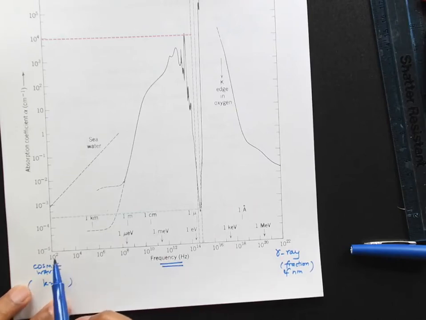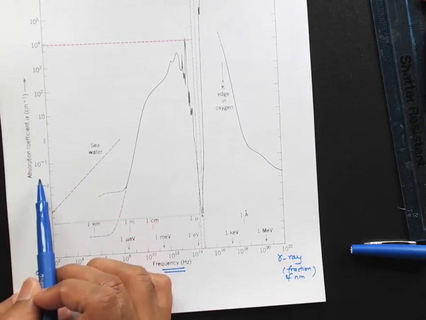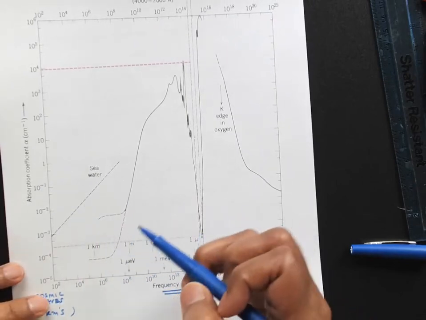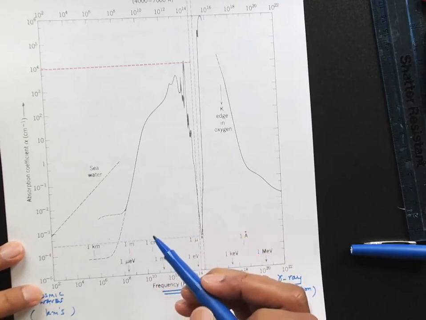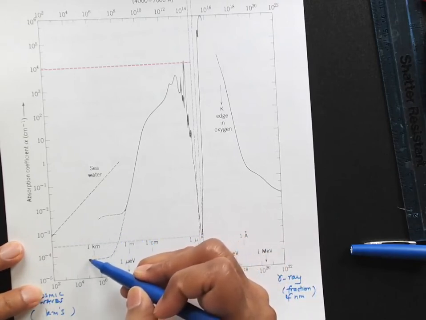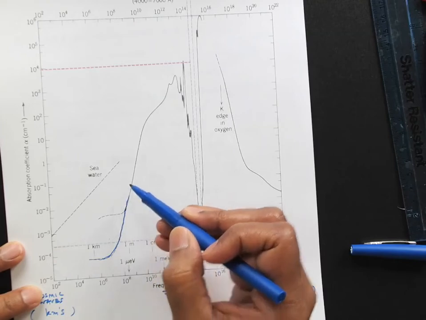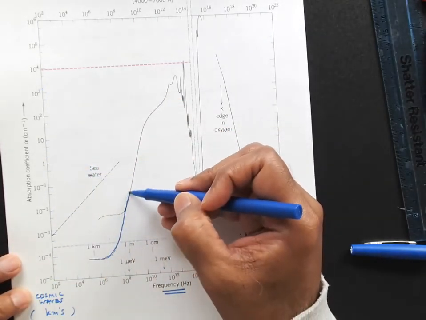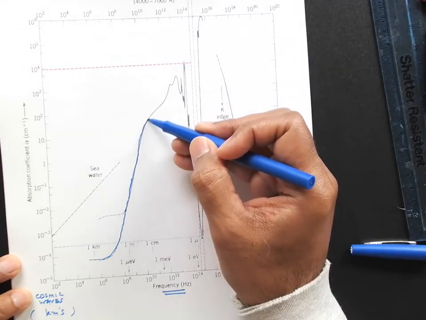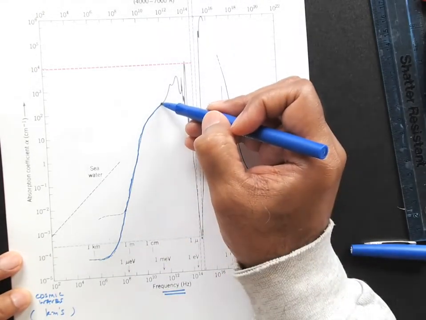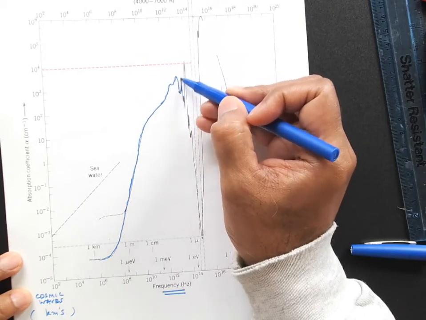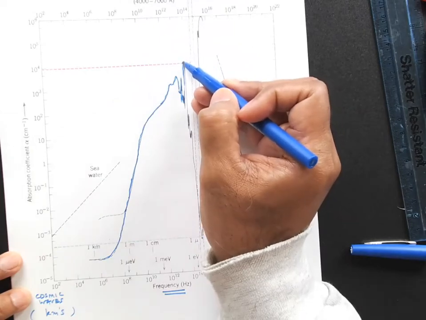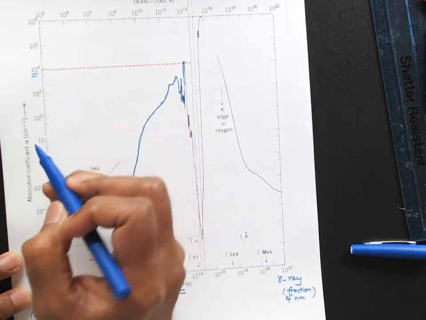And on the y-axis, there's absorption. What I want you to notice is the curve for water is something like this, and the absorption varies widely, but it is significant for almost the entire frequency range. And look how it peaks here: at the top it's 10 to the 4 per centimeter.